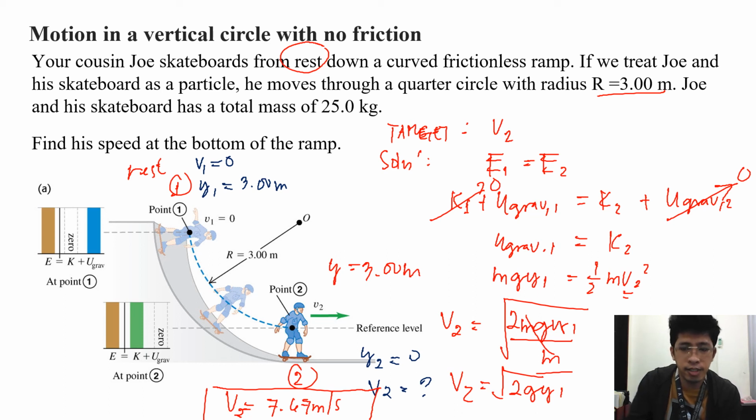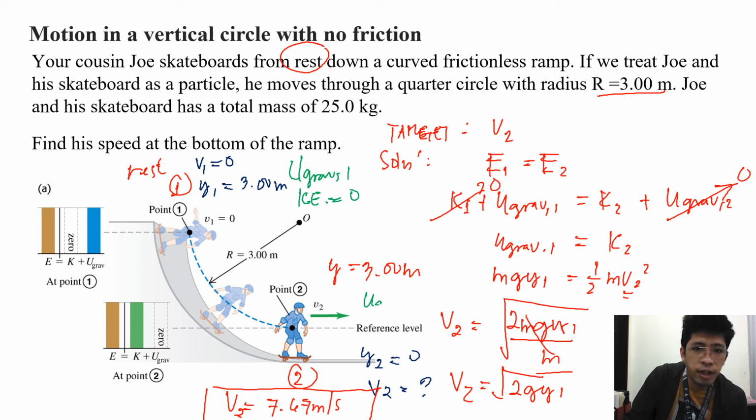So again, let's just summarize here. At point 1, everything is just your U grav. Your kinetic energy here is equal to 0. And at point 2, your U grav is 0, and you just have some maximum kinetic energy.